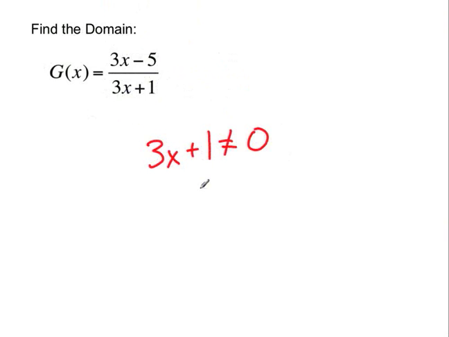In other words, we want 3x plus 1 to never be 0. So we just solve: subtract 1, subtract 1. So 3x cannot be negative 1. Divide by 3. So x cannot be negative 1/3.